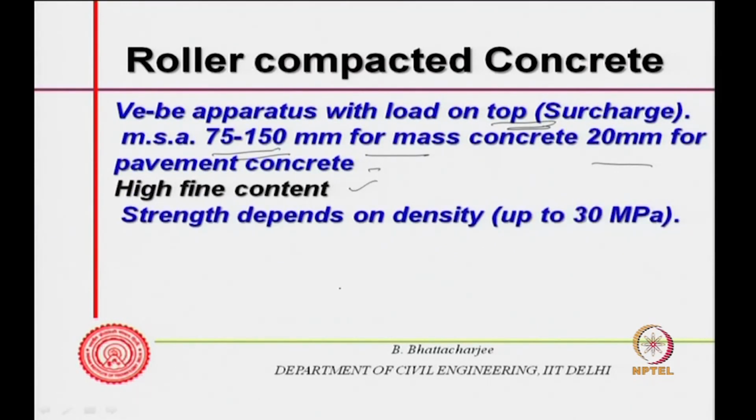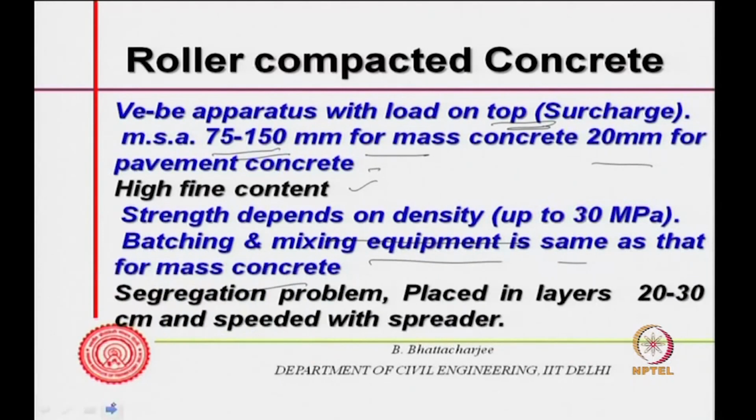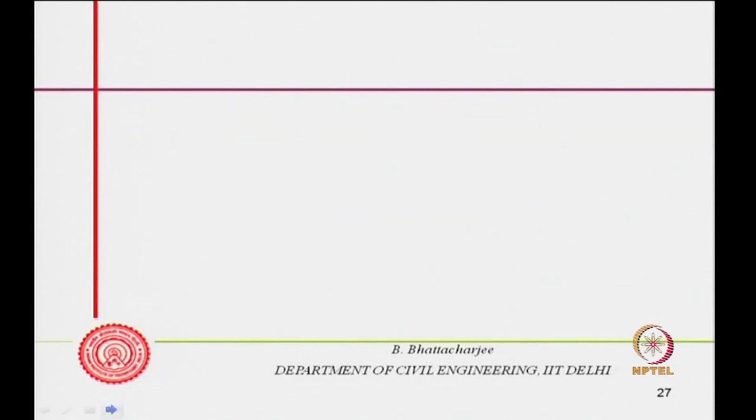It will have high fine content, strength depends upon density. You can get around 30 MPa easily. Batching, mixing, cylinder strength 30 MPa is not difficult if you use ACI method of mix design. Batching and mixing is same as that of normal concrete or mass concrete, and then segregation problem is there if you are taking it by truck. It is placed in layers of 20 to 30 centimeter and spread with spreaders.